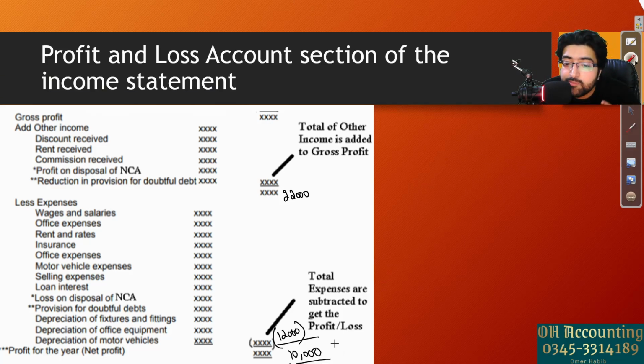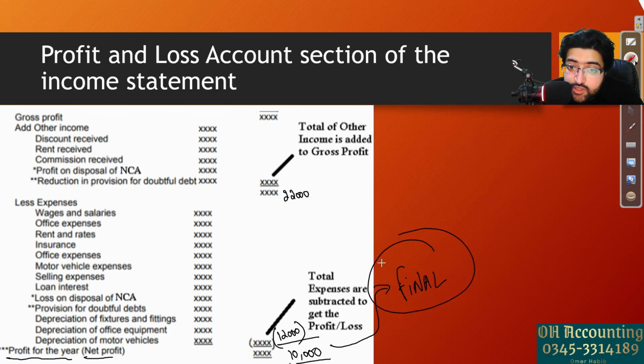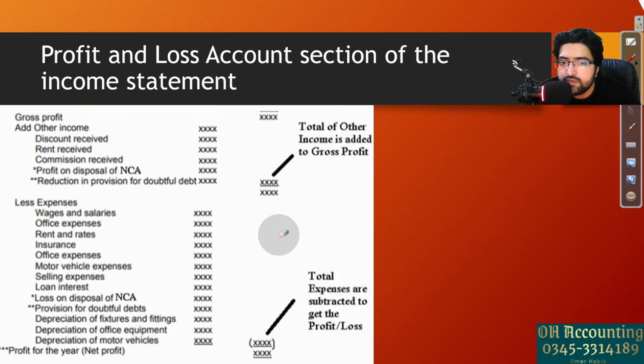This is the final profit my business has made. Final. We can call it profit for the year. We can call it net profit. Okay. As you can see, profit for the year or net profit. So this is the final profit my business has made during the year. And that's it. This is the format of the income statement. Nothing special. Okay. So you just have to learn this by heart.